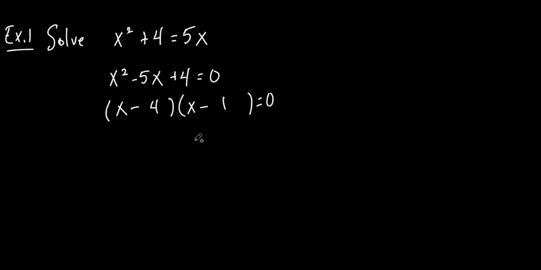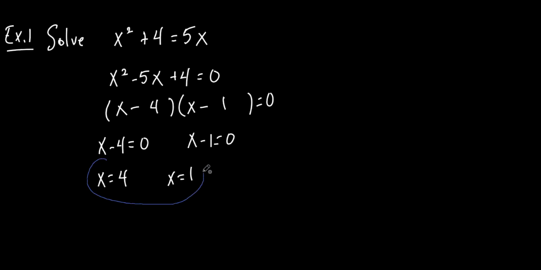Yes? All right. So now, remember we said when two things are being multiplied together and your answer is 0, I can set either one of these equal to 0, or both of them, I should say. Right? Solve for x. What's x equal to? 4. What's x equal to here? It's 1. So that would be the answer to this problem.